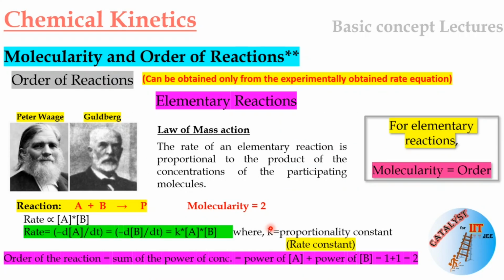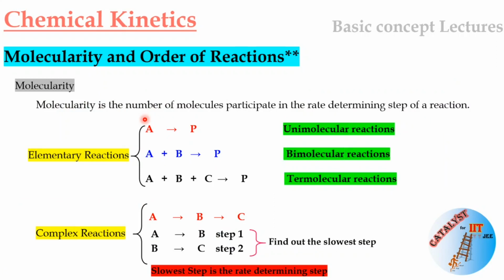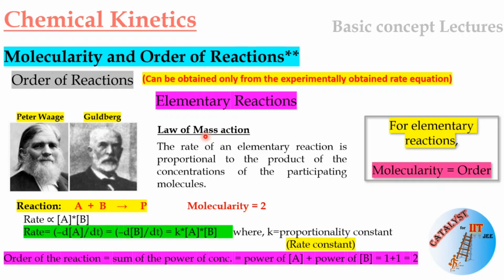Now what is the order of a reaction? As we understand the concept of molecularity, we can talk about molecularity from a reaction scheme. But to determine the order of a reaction, we cannot do that, because the order of a reaction can only be obtained from the experimentally observed rate equation. So you need to find out the rate equation first. But it is quite similar or easy for an elementary reaction. Okay, let us look at this.